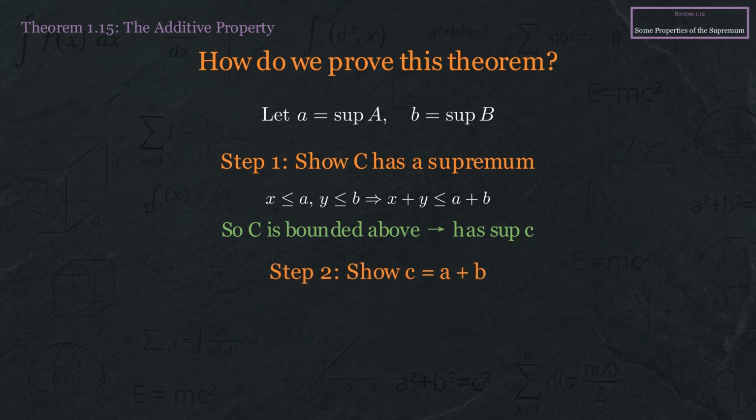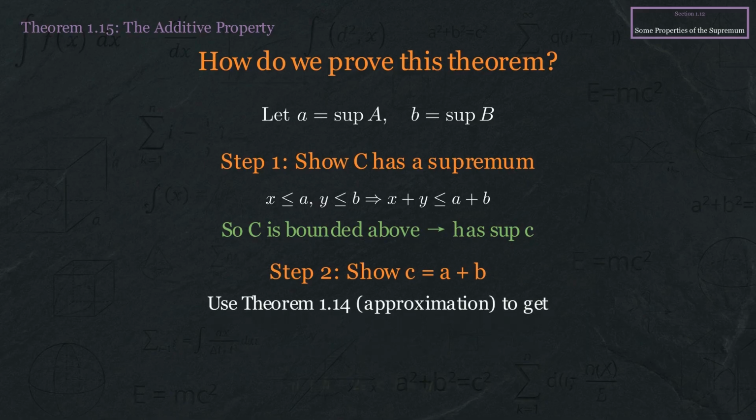Now we need to show that c equals a plus b. We already showed c is less than or equal to a plus b. We need to show c is also greater than or equal to a plus b. Choose any epsilon greater than 0. By Theorem 1.14, the approximation property, there's an x in A with a minus epsilon less than x. Similarly, there's a y in B with b minus epsilon less than y. Adding these inequalities, a plus b minus 2 epsilon is less than x plus y, which is less than or equal to c. So a plus b minus 2 epsilon is less than c.